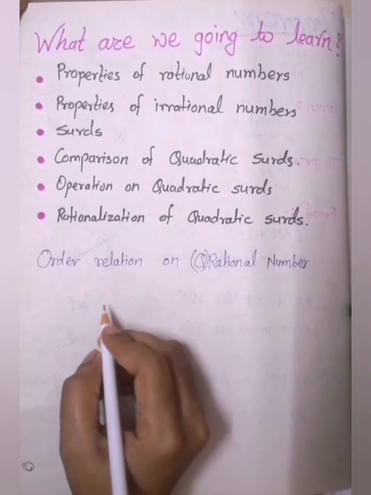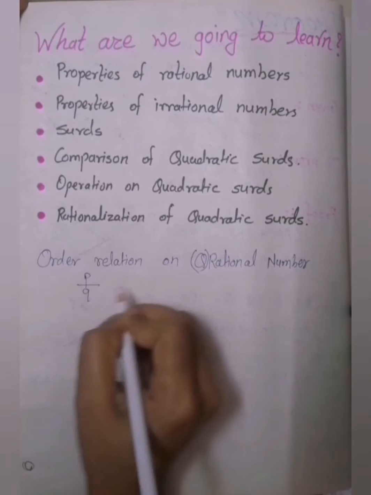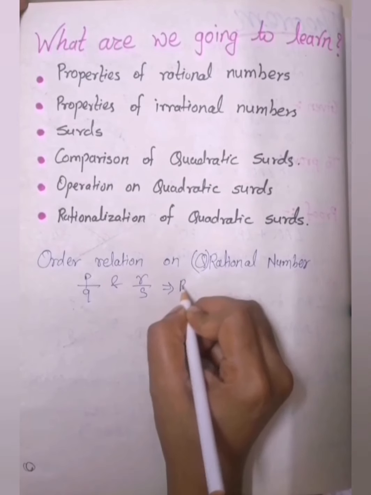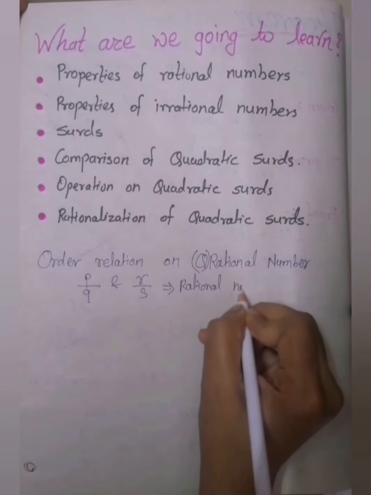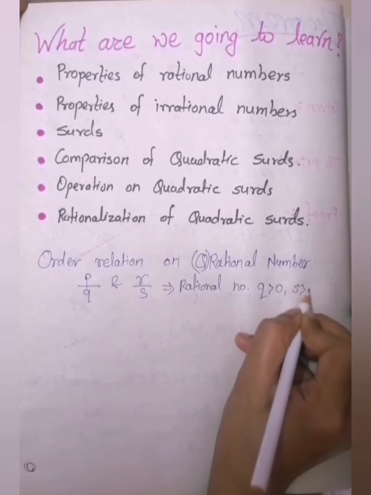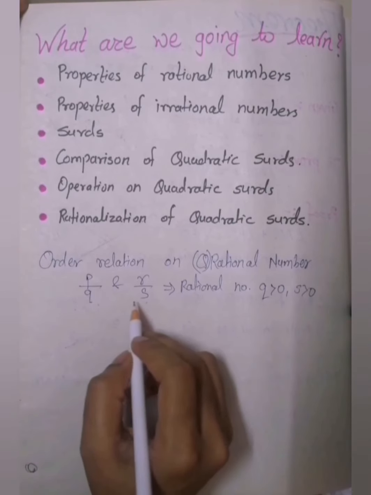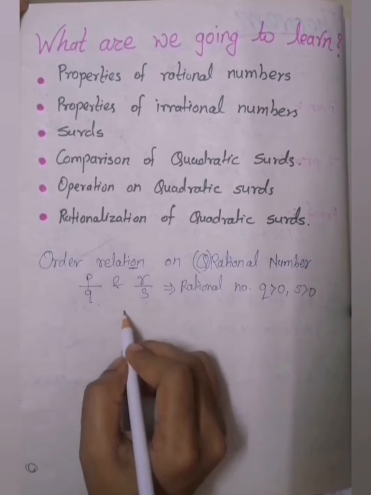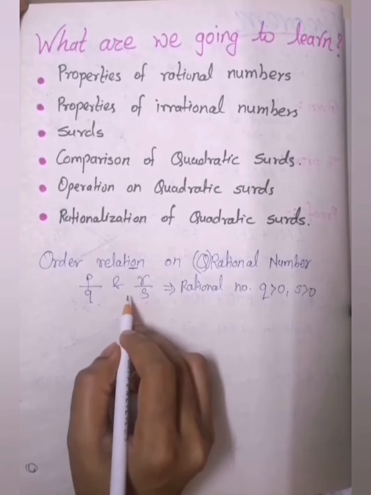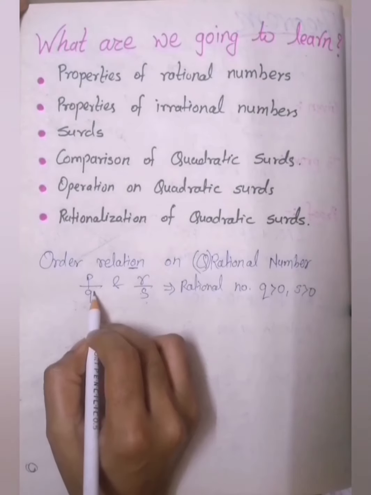Order relation. So we have two rational numbers. The first one is P by Q and the second one is R upon S. So these are rational numbers, and always remember that in the denominator Q is greater than 0 and S is greater than 0. So with the help of these two rationals, we consider their relations. We have a total of 3 relations. The first one is equal to each other, the second is the first one is greater than the second, and the third is the second is greater than the first one.